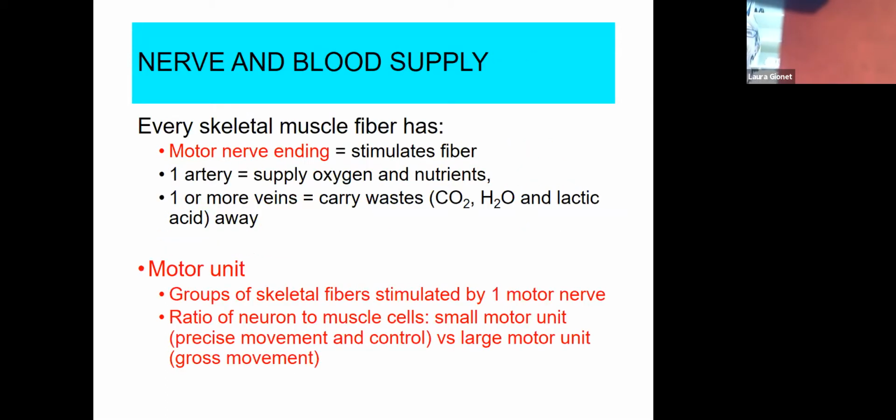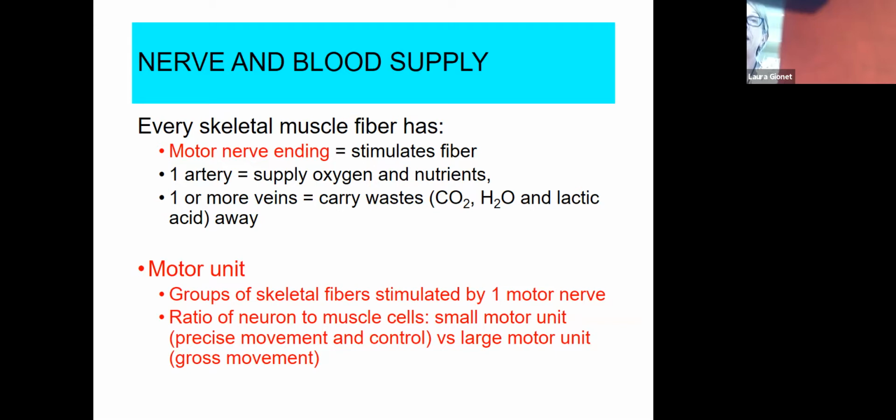Okay, nerve and blood supply. Every skeletal muscle fiber, and this is for skeletal muscle, has its own motor nerve ending. Right, stimulates the fiber. So you're going to have a motor neuron that communicates with maybe 10 or 200 different muscle cells, but you have to have a nerve supply, which is going to be a motor neuron, an artery, and one or more veins, because you have to have a lot of oxygenated blood and nutrients being transported to muscle fiber, because as we're going to see, it's going to take a lot of ATP from muscles to contract.